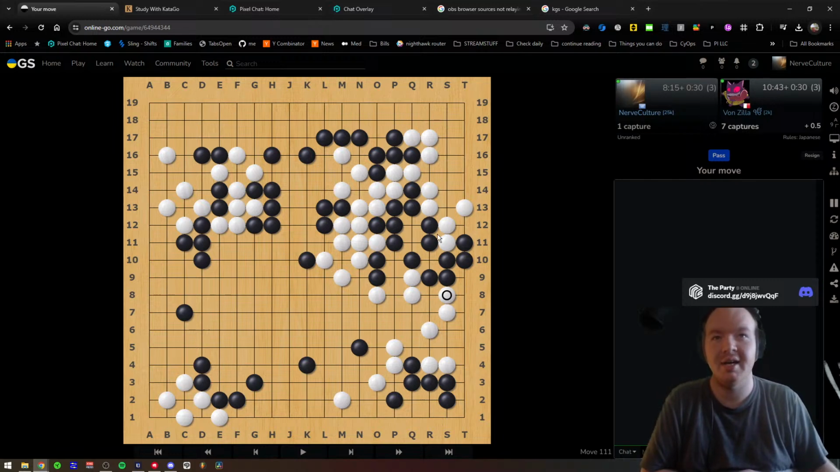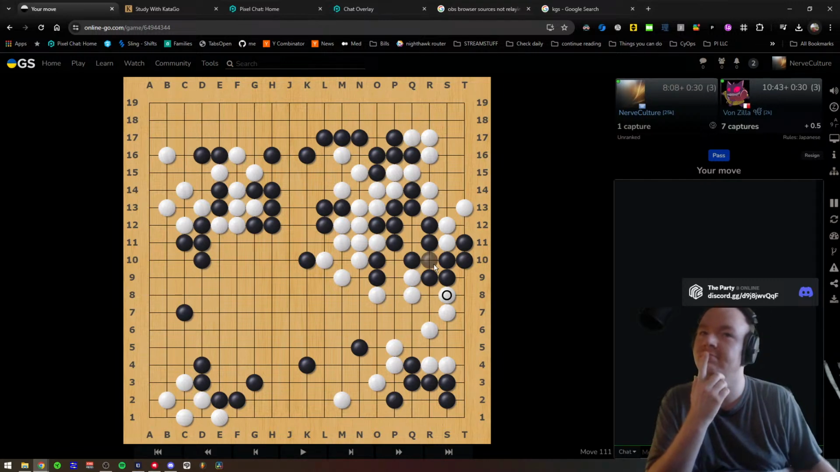See, I was thinking these were alive, but now I realize in order to properly make them alive, I have to fill in one of the eyes, which makes them unalive.